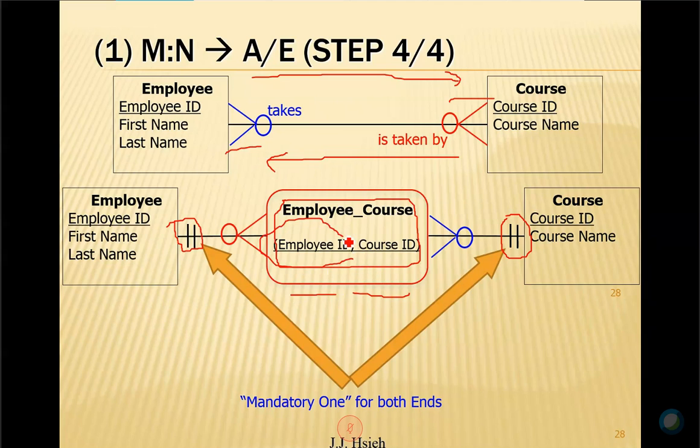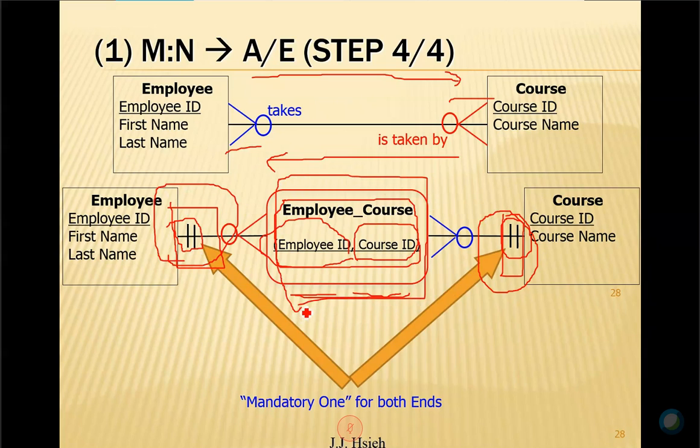And that's the composite primary key right here. So for each record in a social entity, I need to have one and only one course. I need to have one and only one employee. That's why on the left hand side I have the mandatory one, and on the right hand side I have this mandatory one as well. Because for each record of the social entity, I have one course and I have one employee.